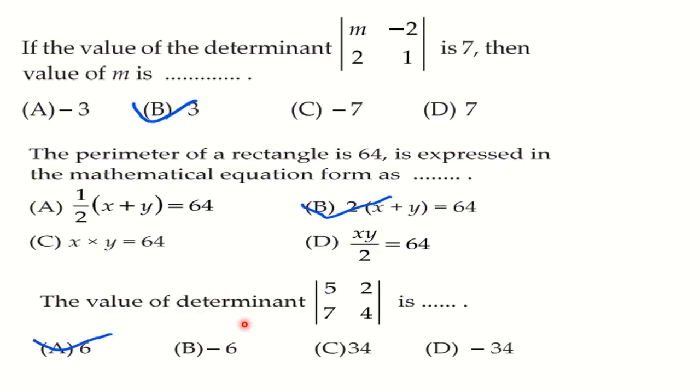Next, again the determinant, the value is asked, very easy to find. 5 4s are 20, minus 2 7s are 14. 20 minus 14, the answer is 6.